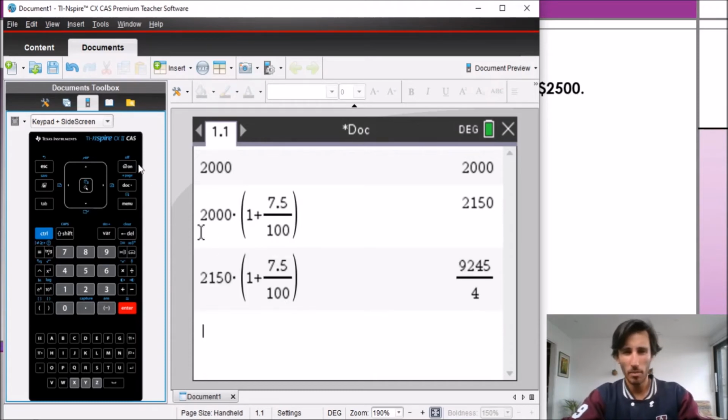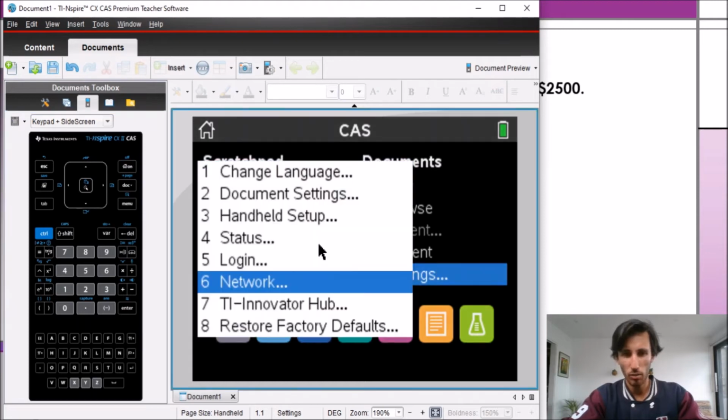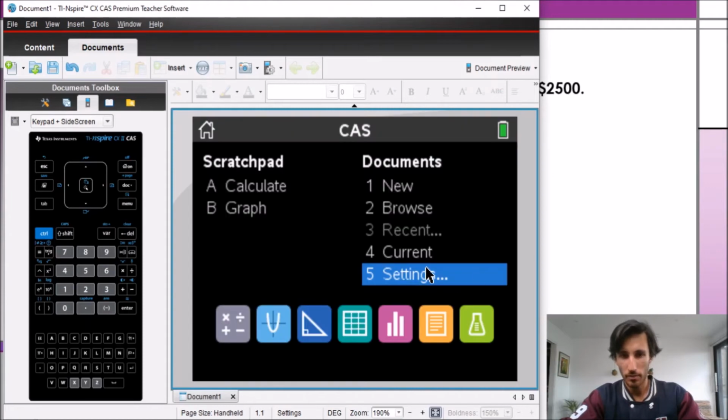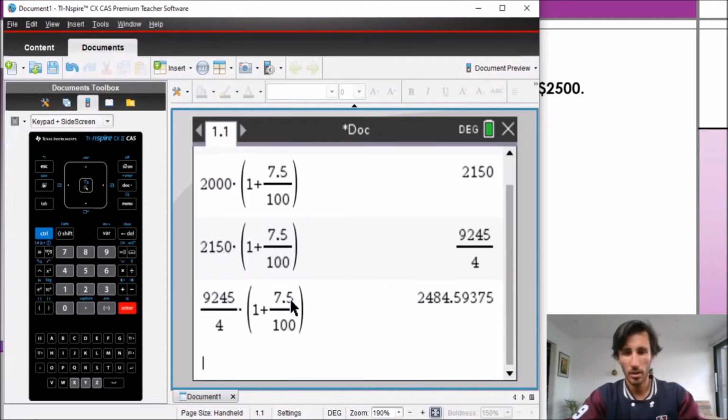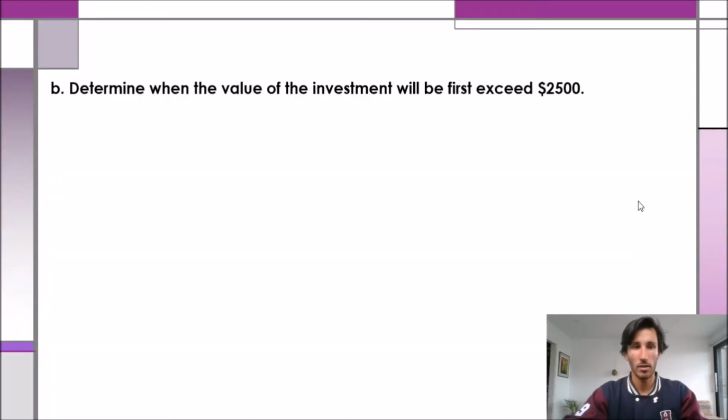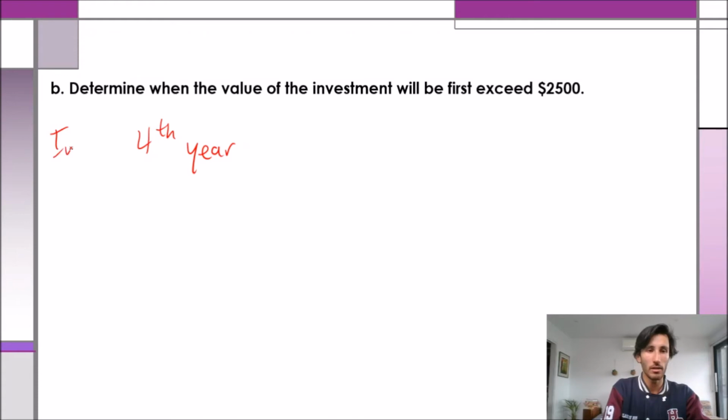Now we've got this other value. Remember what happens when we get fractions, we want our calculation mode to be approximate. So next time I press enter, we now have $2,484.59. So just as we had before, we're looking for when this first goes over 2,500. We've pressed the enter key 4 times now, which means this is V4. So it's not over 2,500 in V3, but it is in V4. So the answer is the 4th year, or in the 4th year.